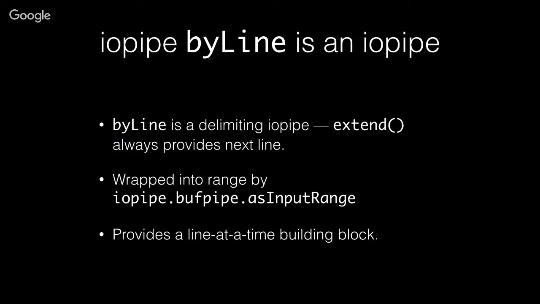The other thing is that iopipe byline is an iopipe, so it's not a range like Phobos byline. There, I have a function as input range, which basically wraps any iopipe into a range, and all it says is the current element is the whole buffer that you get from window. If you pop front, it drops all those and then extends more. And all byline iopipe does is when you extend, it just reads the next line. It says, I'm going to extend one line more.